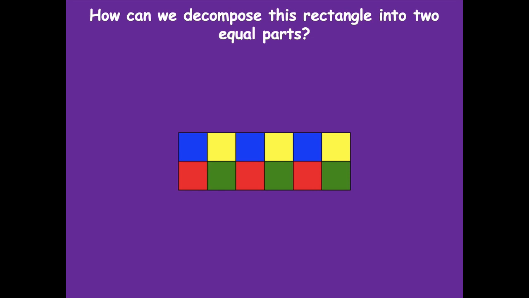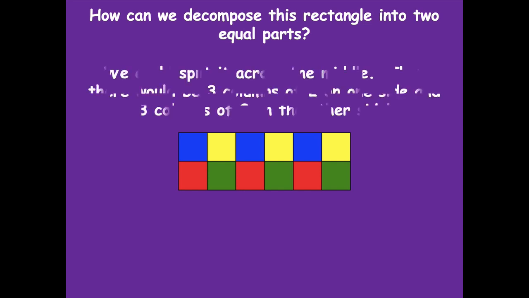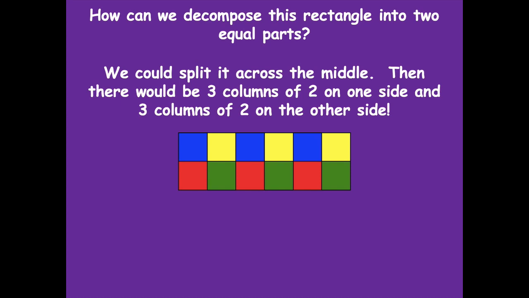All right, so how can we decompose this rectangle into 2 equal parts? Let's talk and focus about columns. How can we split this with our columns to equal 2 equal parts? Yeah, we could split it across the middle, and then there would be 3 columns of 2 on one side and 3 columns of 2 on the other side. So just like that green line again.